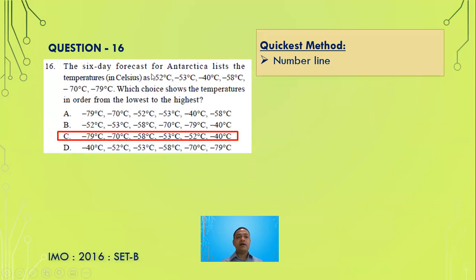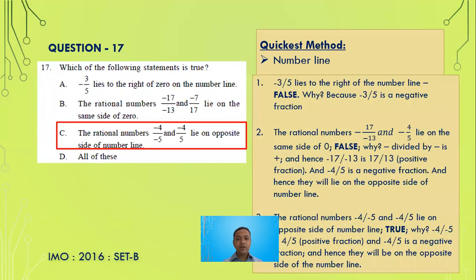6-day forecast for Antarctica. The temperatures are -52, -53, -40, -58, -78, -79. Which choice shows the order from lowest to highest on the number line? So you have to remember the number line. -79 will be at the leftmost part because it is the lowest temperature. And then -70; -70 is actually greater than -79. This is how the number line progresses. -58 is greater than -70, and -53 is greater than -58. So this is how the number line will progress. Again, this will be a bit easier.